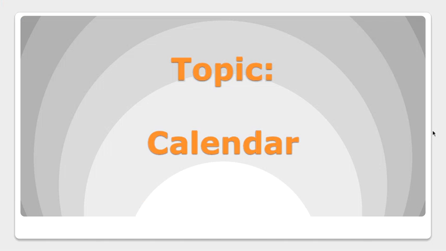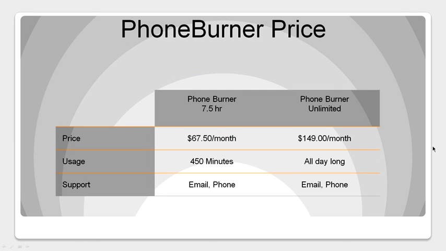And so let's go ahead and close out our call. Once again, PhoneBurner pricing, 7.5 hours for $67.50 a month. That's 450 minutes of usage. Those minutes do roll over, so any minutes you don't use, you can use the next month. It'll be added to the 450 minutes that you get that next month, and you get email and phone support.